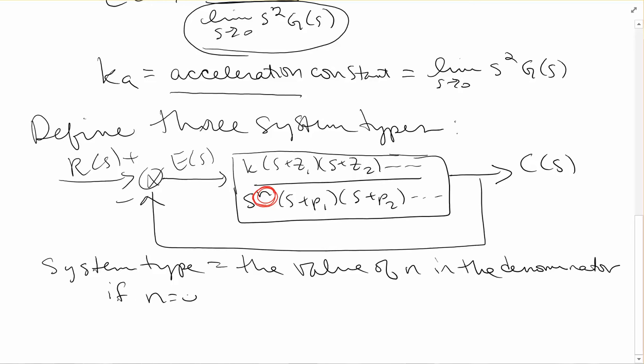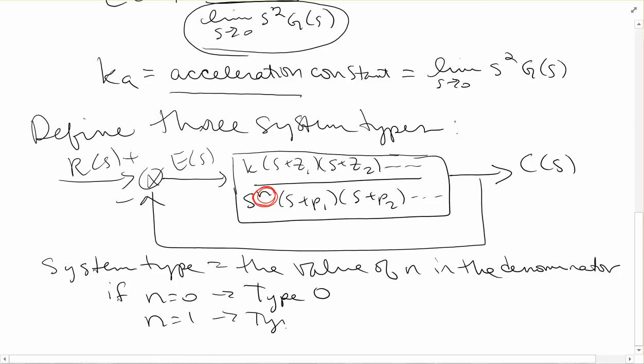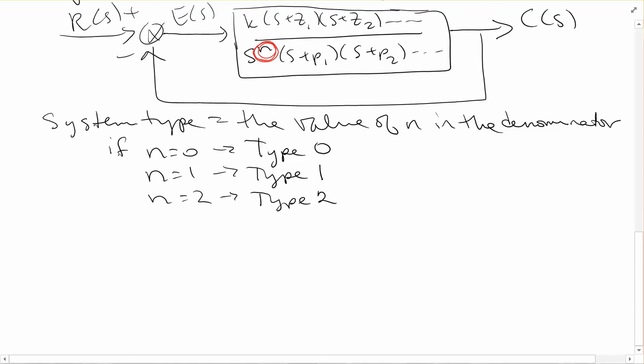So if n is equal to 0, then you would have s to 0, which makes it go to 1. We're going to say that we have a type 0 system. If n equals 1, we're going to have a type 1. And if n equals 2, we'll have type 2. Okay, so it's pretty straightforward.